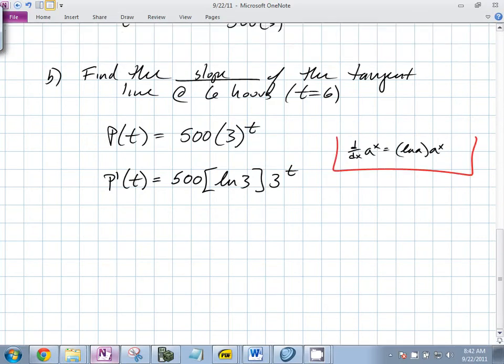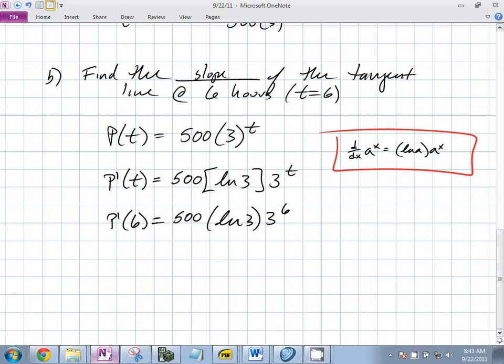So you want p prime of 6, which is going to be 500 ln 3 to the... It's going to be pretty big. If it's tripling every hour, by hour 6 is it going to be pretty big? Yes. So do you expect the rate of change to be a pretty big positive number? ln 3 is about what? It's a little bit bigger than 1.